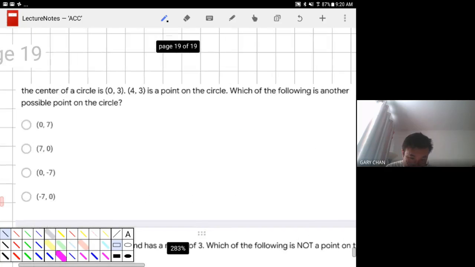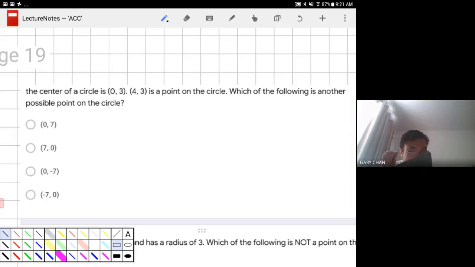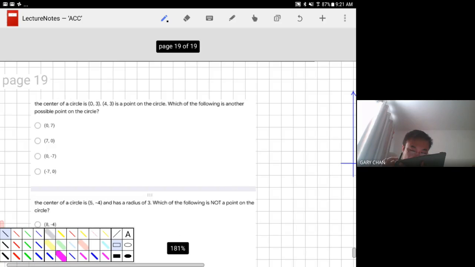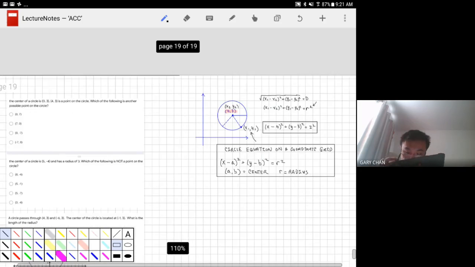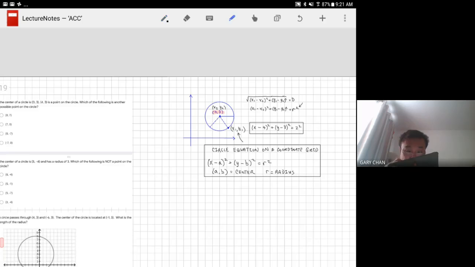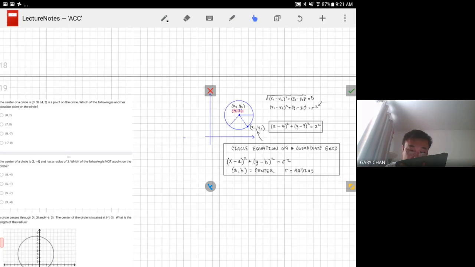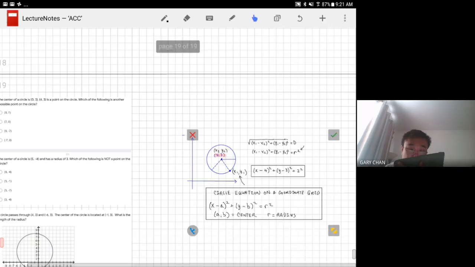Now question number one says the center of a circle is (0, 3), and (4, 3) is a point on the circle. Which of the following is another possible point on the circle? Let's just plot this out to make heads or tails of it. I'm going to move these notes aside because we don't need them momentarily.